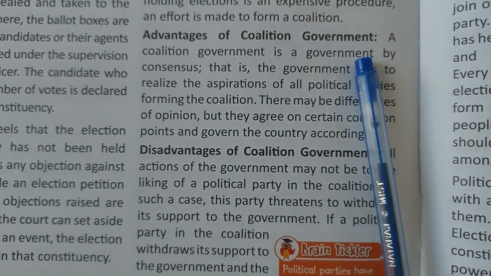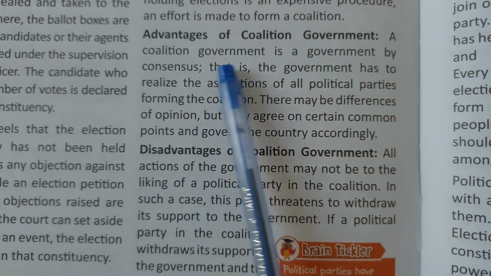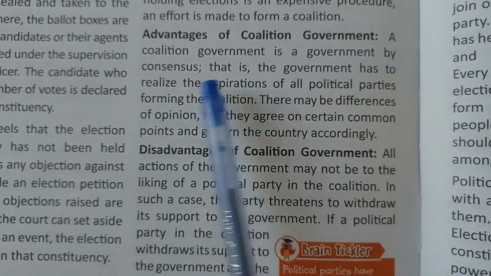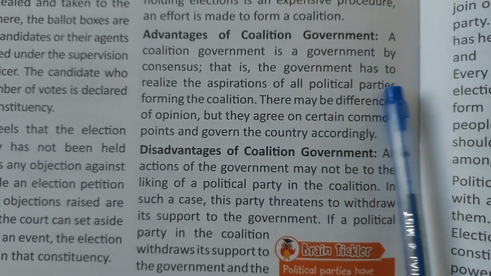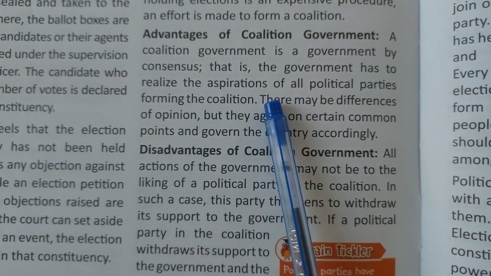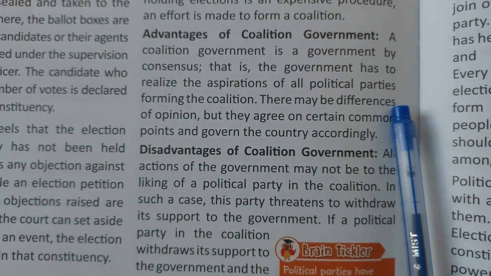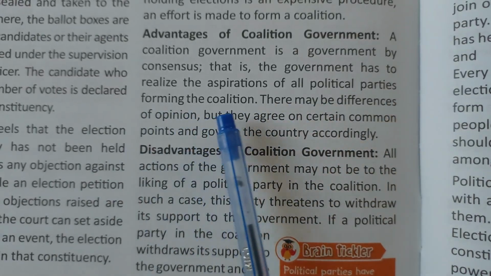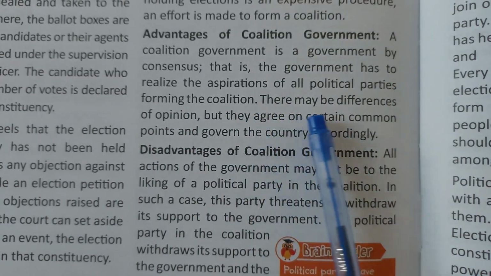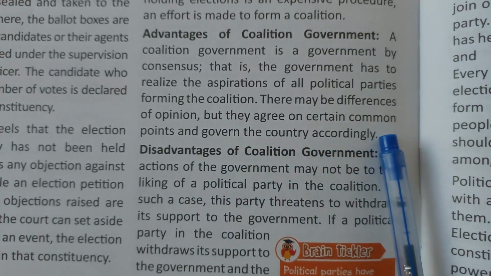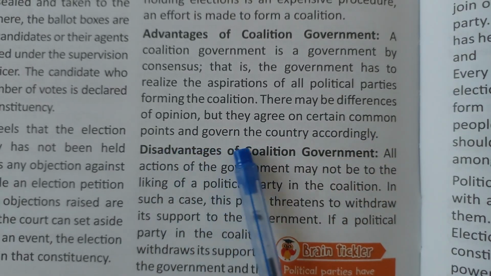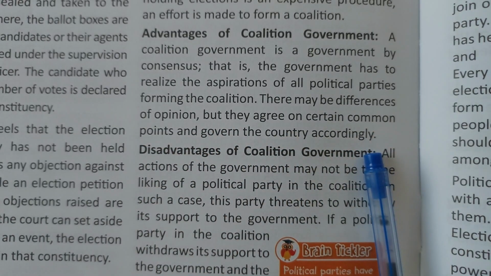Advantages of coalition government. A coalition government is a government by consensus. That is, the government has to realize the aspirations of all political parties forming the coalition. There may be differences of opinion, but they agree to certain common points and govern the country accordingly.